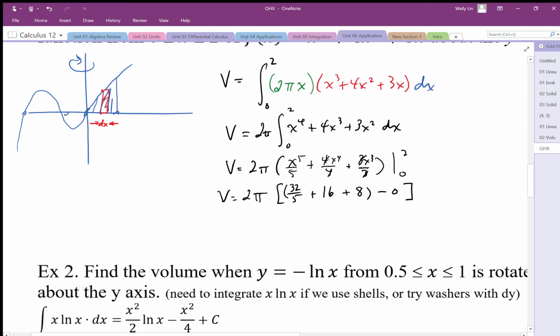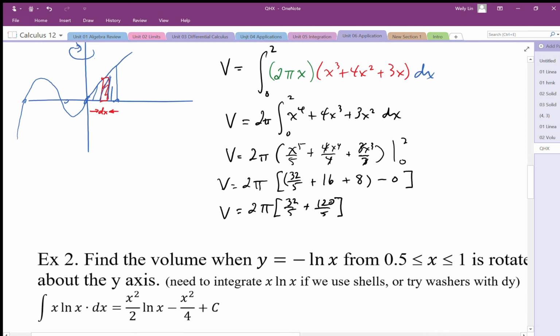And so when we add this all up, we're going to get 24. Then we need to make it in terms of fifths. So we get 2 pi times 32 over 5 plus 120 over 5. Adding that all up, we are going to end up with 152 times 2. The volume works out to be 304 pi over 5, and that's units cubed.